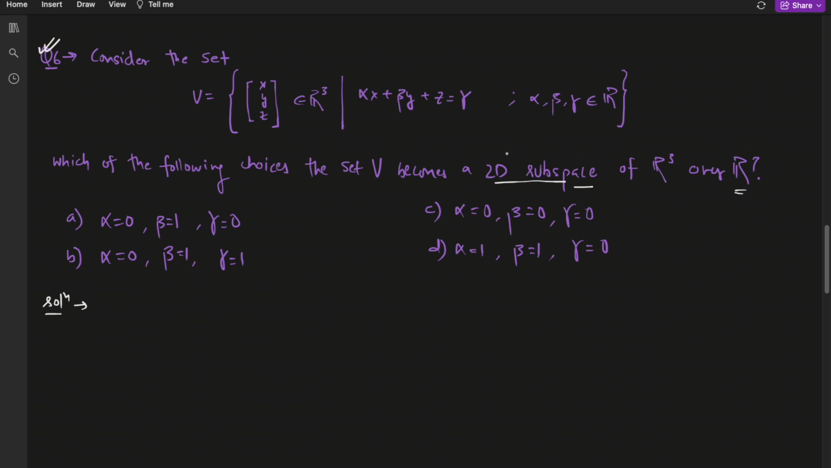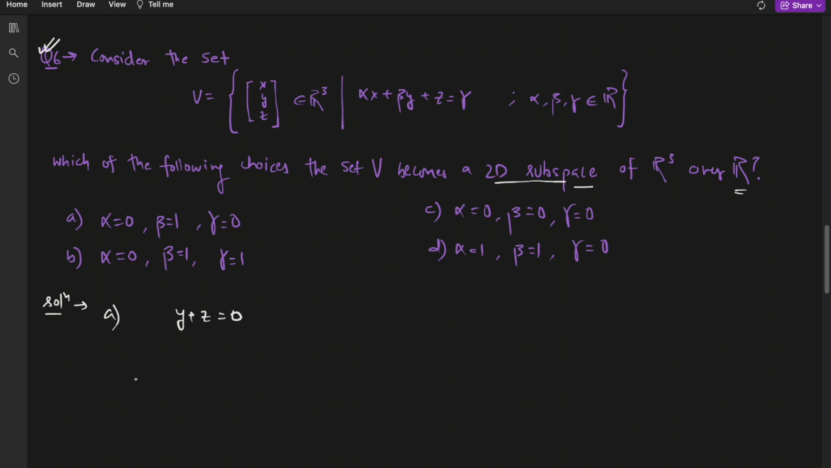Over R basically means that the elements belonging to this set V take only real values. They cannot take complex values. Okay. So if we see the first option, it says alpha 0, beta 1, gamma 0. If we put alpha, beta, gamma here, 0, 1, 0, this particular equation will simply become y plus z equal to 0.